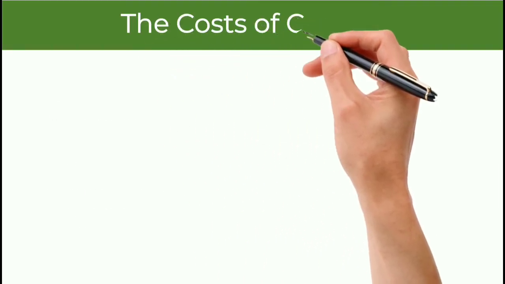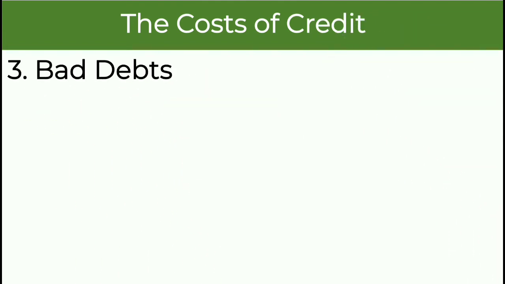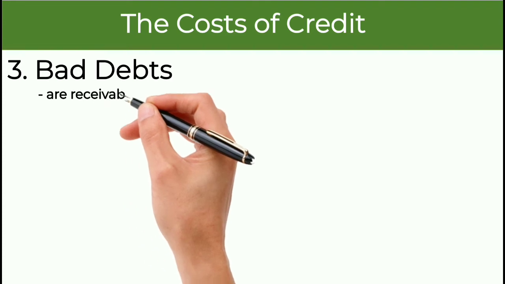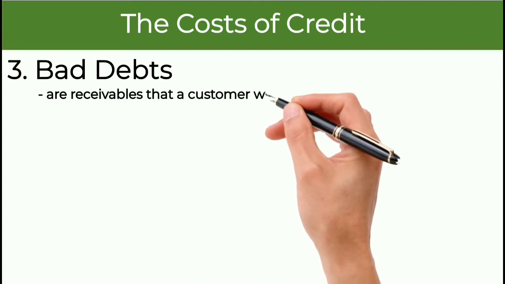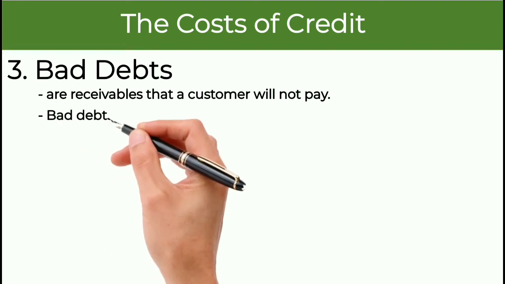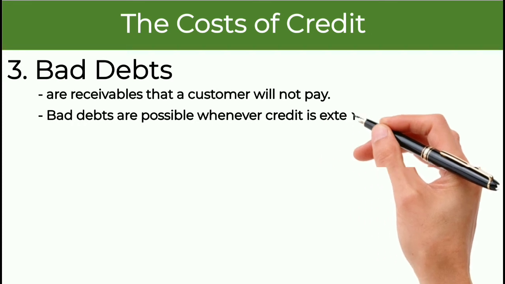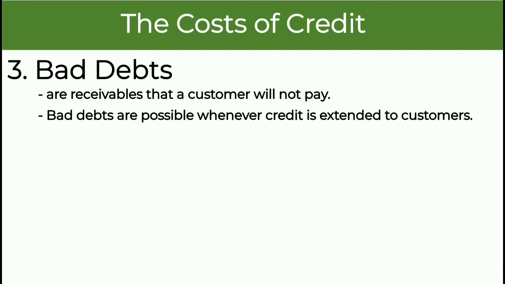The third cost of credit is bad debts. When we say bad debts, these are receivables that a customer will not pay. In other words, bad debts are uncollectible accounts. Bad debts are possible whenever credit is extended to customers.